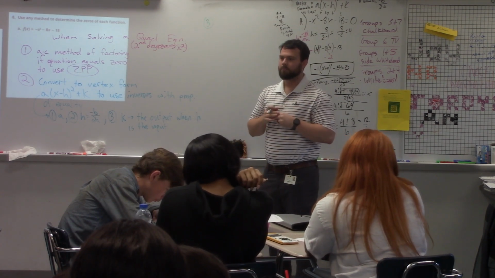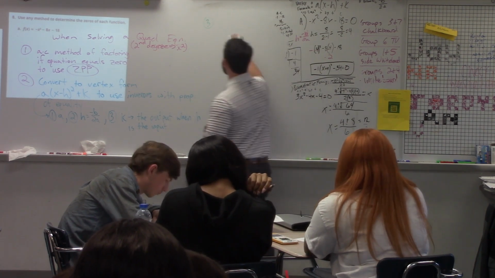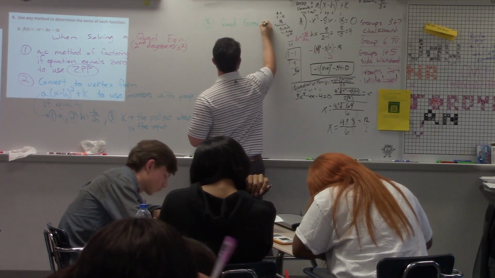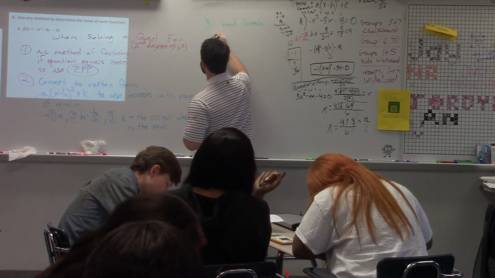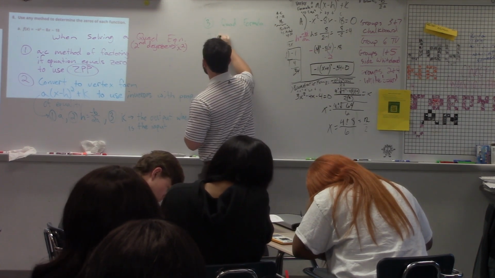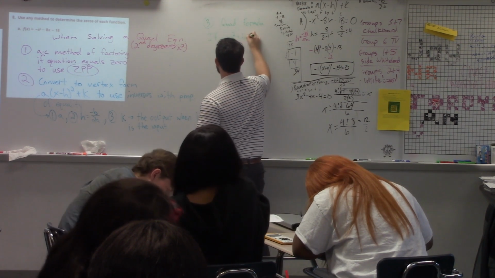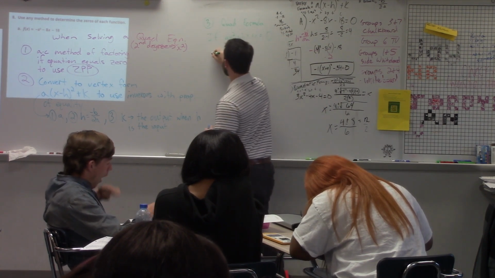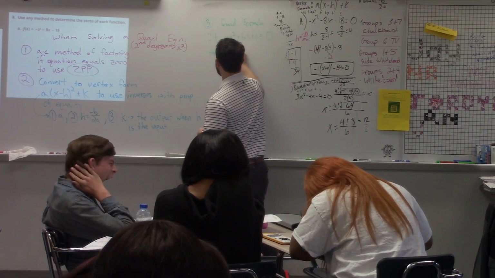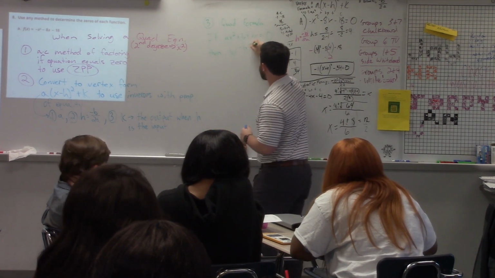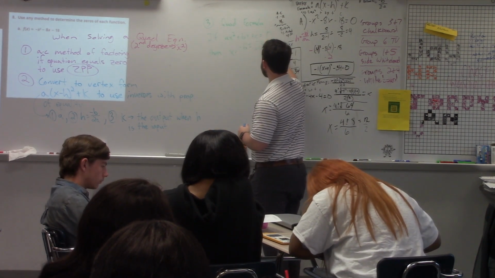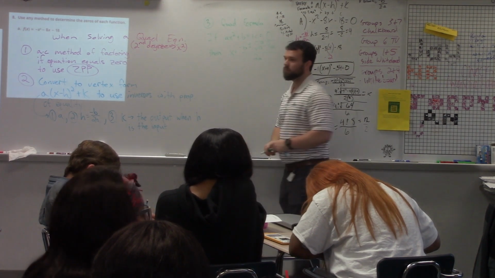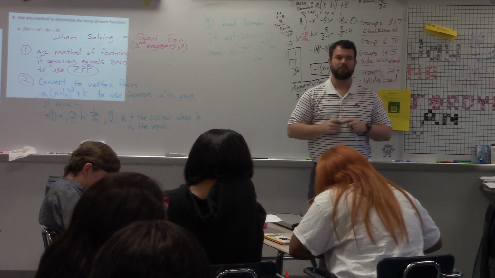What's our final method? Quadratic formula. The reason I don't jump straight to the quadratic formula is there's a lot more simplifying. But if ax squared plus bx plus c equals 0, it has to equal 0, then x is equal to the opposite of b plus or minus the square root of b squared minus 4ac, all divided by 2a. You substitute in, and you simplify that expression.